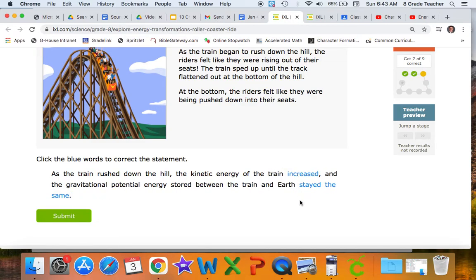The gravitational potential energy stored between the train and the earth decreased. Because as you get all the way up here, energy of position, the higher you are up, the more potential energy you have. But as soon as you start to fall, that potential energy goes away. The potential energy turns into kinetic energy, which we said increased. So if one's increasing, the other has to decrease.